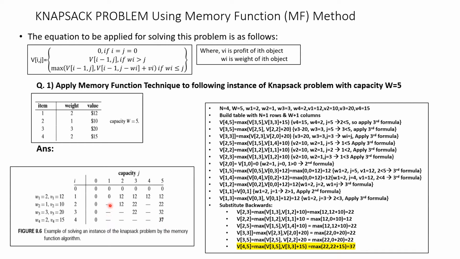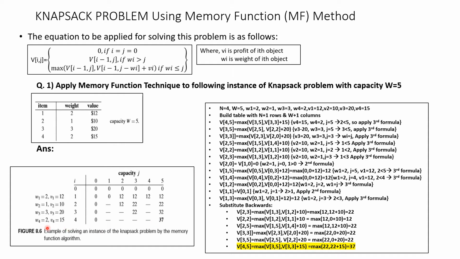In the bottom-up method, we used to calculate all the boxes: V1,1, 1,2, 1,3, 1,4, 1,5, and all of 2,1, 2,2, 2,3, 2,4, 2,5. But in this case, we will calculate only the boxes which are needed, which are required. So first you calculate this one, capital V of 4,5.